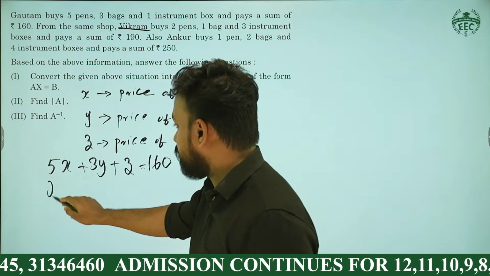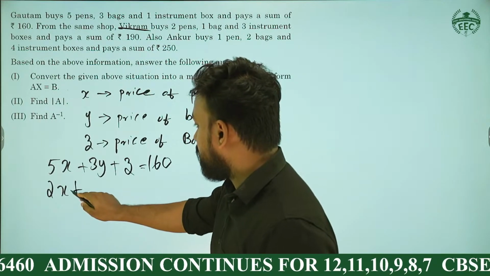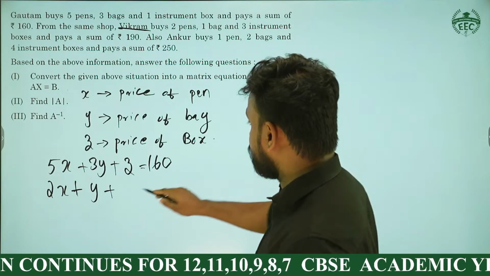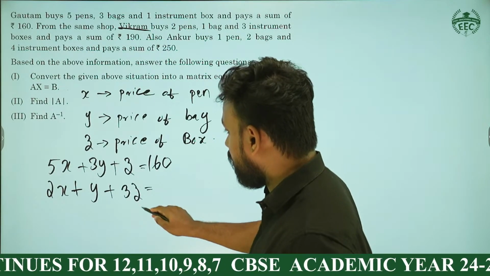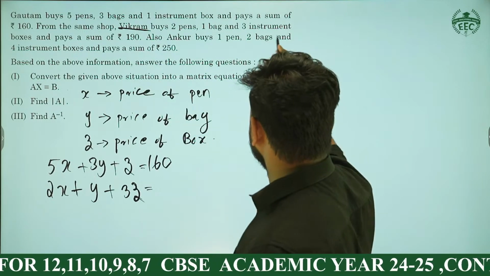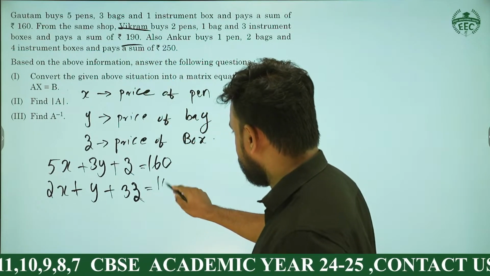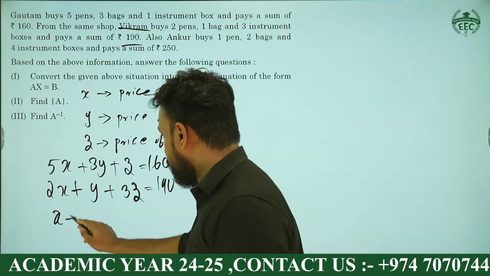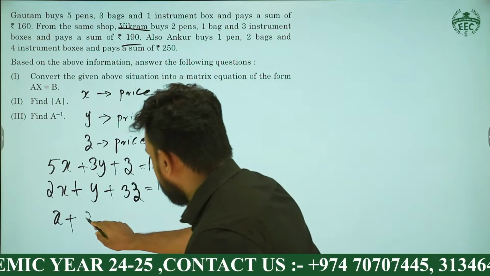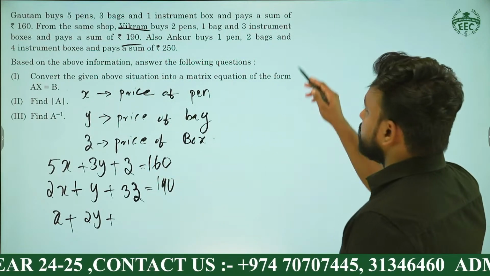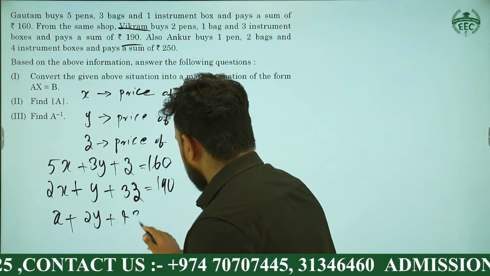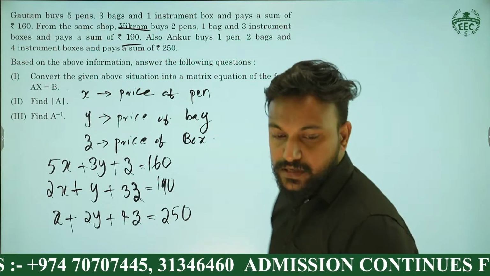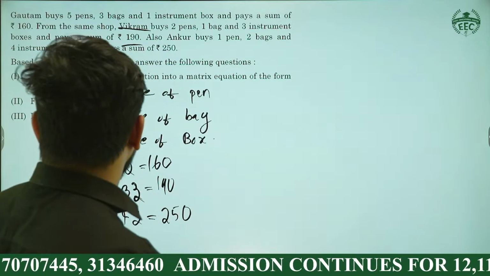Vikram buys 2 pens, so 2x, and 1 bag, that is y, and 3 instrument boxes, 3z. All together he pays 190. What about the third person? He buys 1 pen, 2 bags and 4 instrument boxes. All these together he pays 250. Did you get it? So this is the equation.